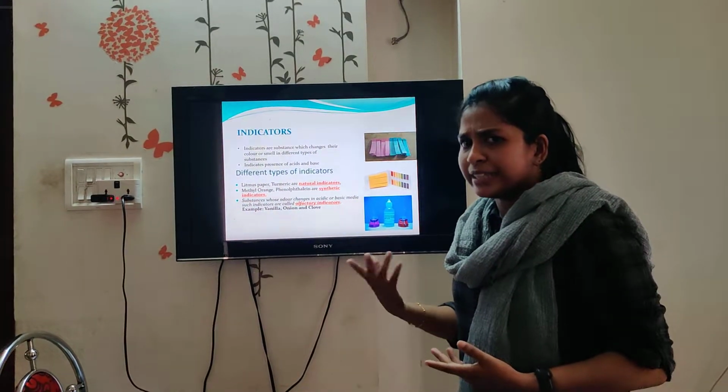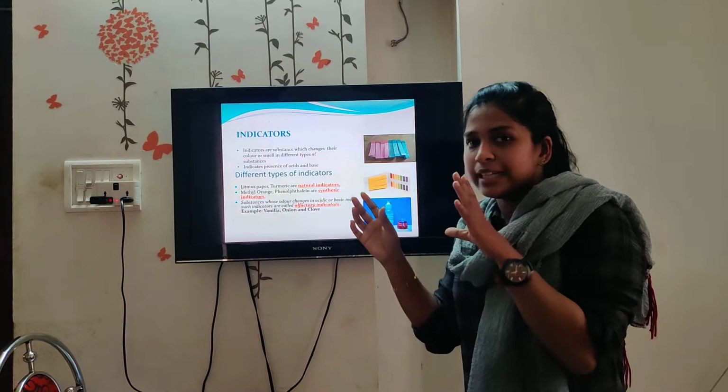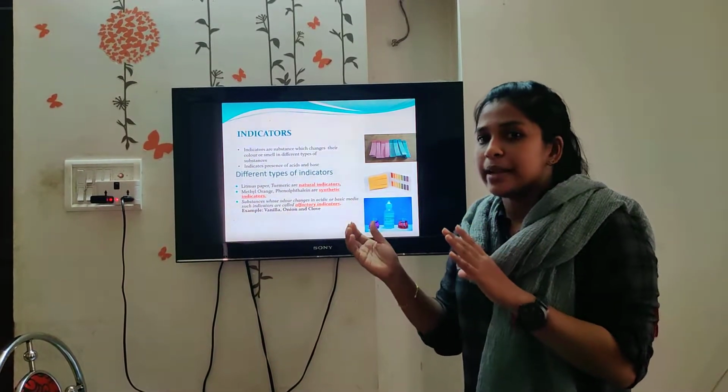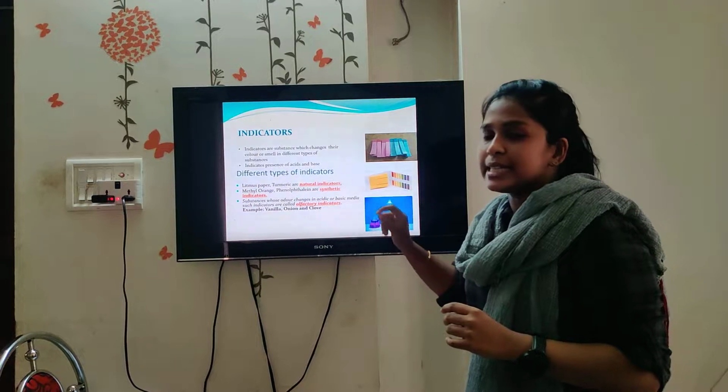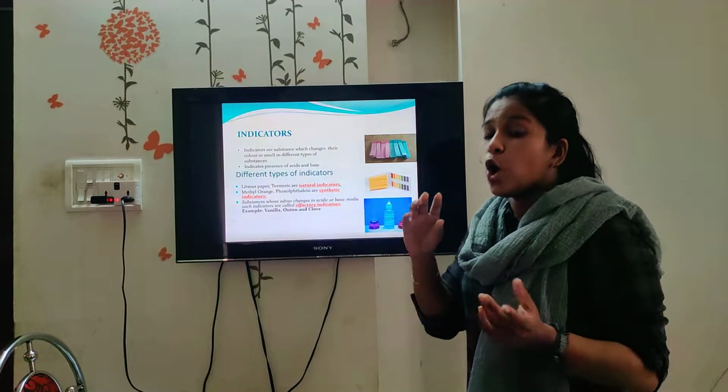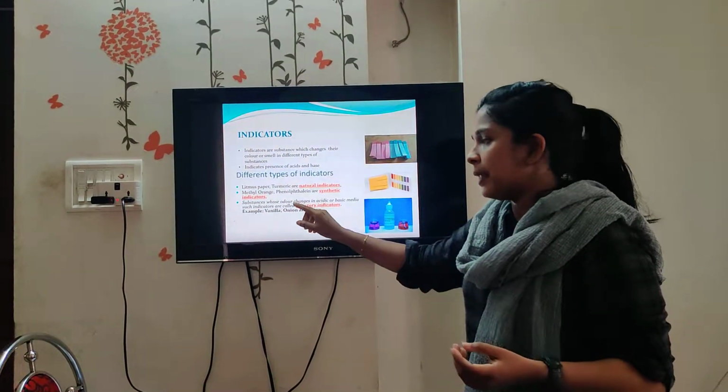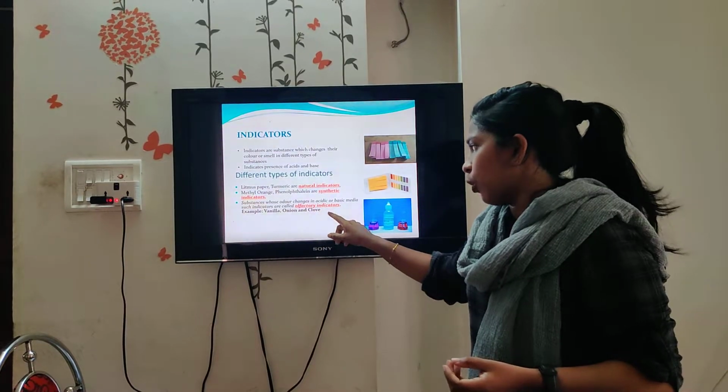What do you mean by olfactory indicators? The term olfactory refers to odor or smell. So olfactory indicators are indicators that change their odor in different substances. Examples: vanilla, onion and clove.